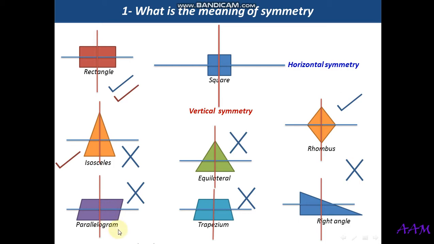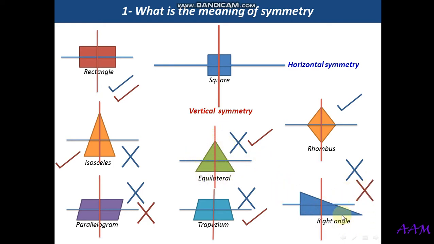Okay, what about the parallelogram? Again, no. If we cut it in half like this, this side doesn't look like this side. And this one, yes, if you cut it vertically, this side looks exactly like this side. So there is a vertical symmetry, but no horizontal symmetry. For the triangle, it's the same as this one. If you cut it vertically, this side looks like this side, so there is a vertical symmetry.